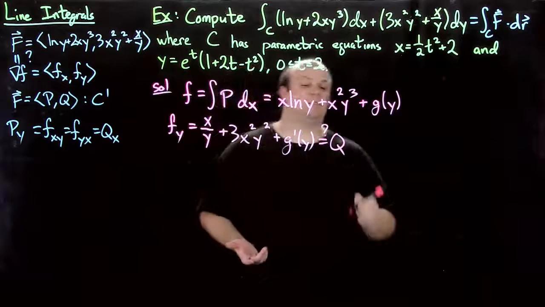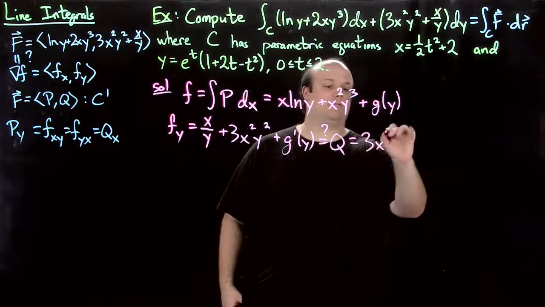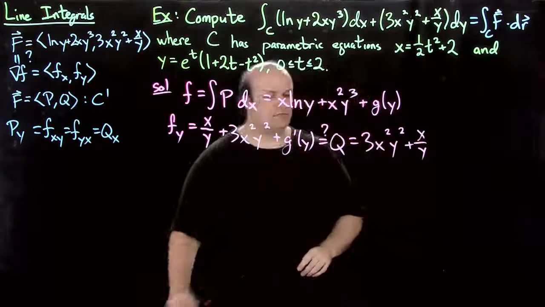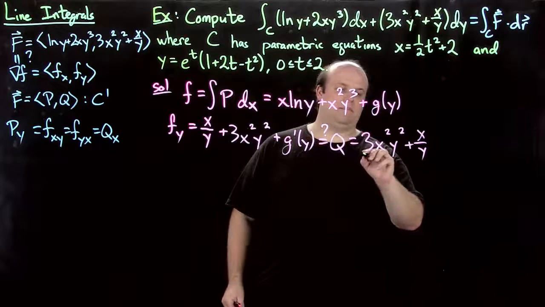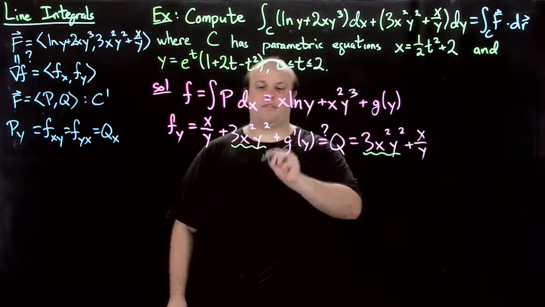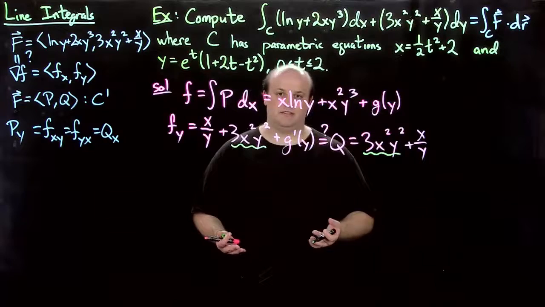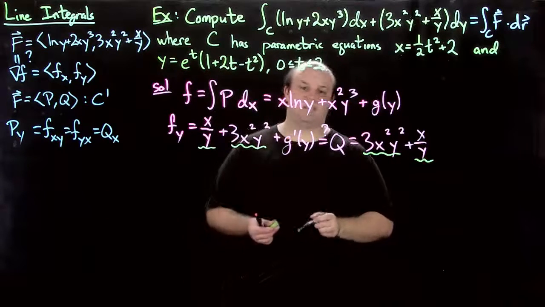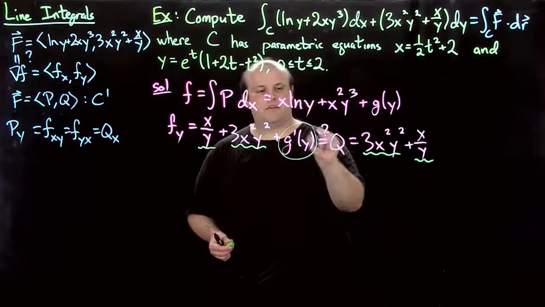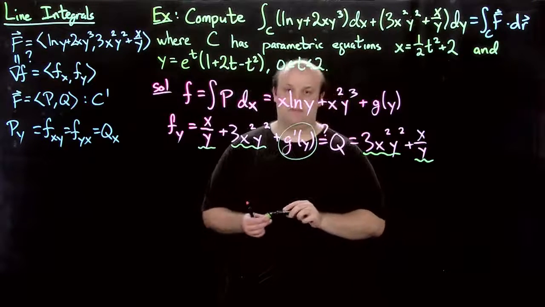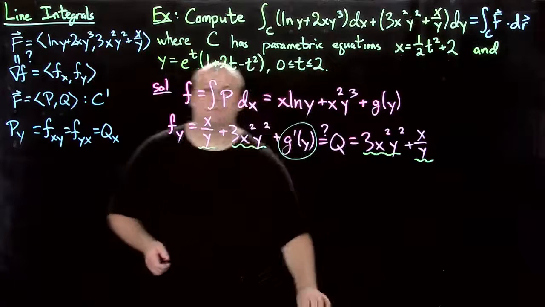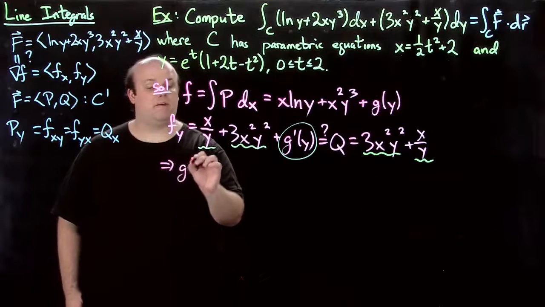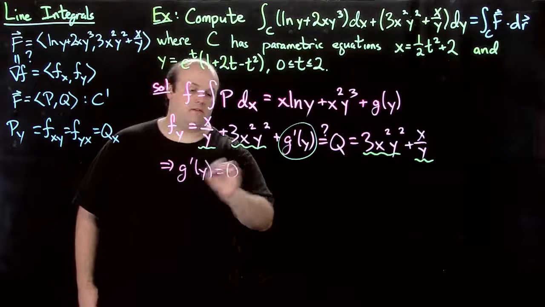Well, what is q? It's 3x squared y squared plus x over y. So let's match things up. We have a 3x squared y squared on both sides. We have an x over y on both sides. So what does that say about this guy, g prime of y? Right, so that says g prime of y is 0.